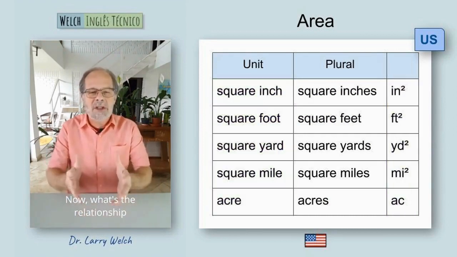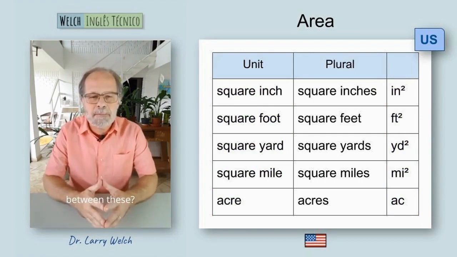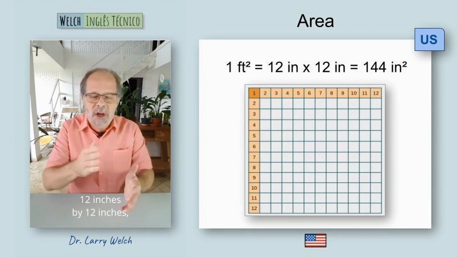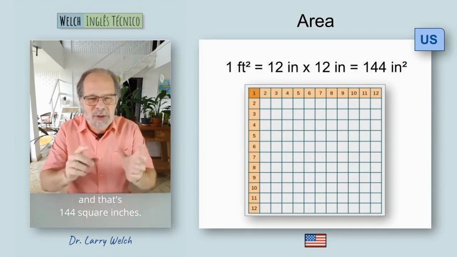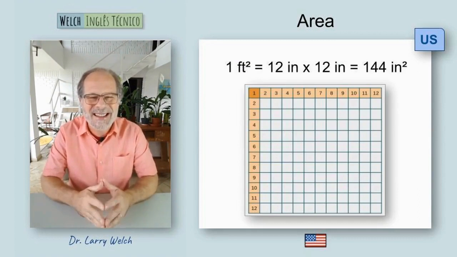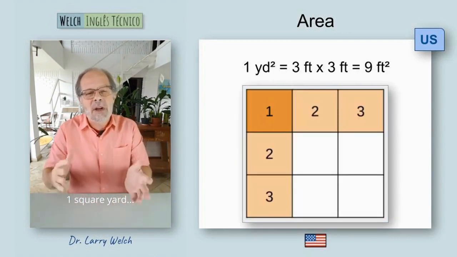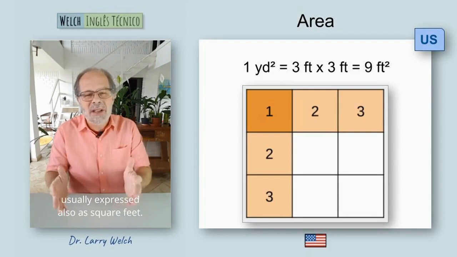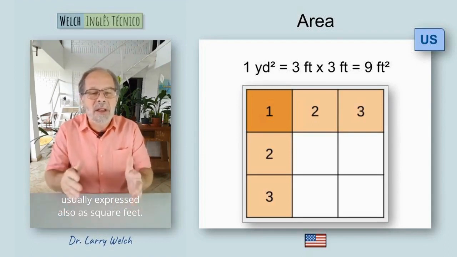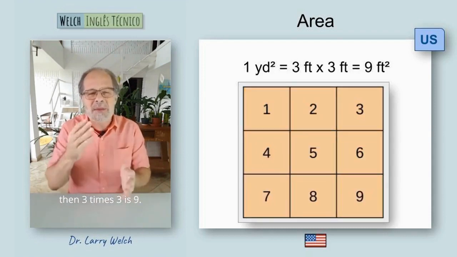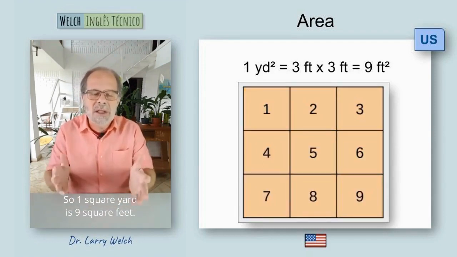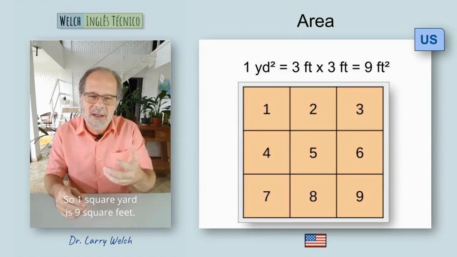Now, what's the relationship between these? Well, of course, 1 square foot is 12 inches by 12 inches, and that's 144 square inches. 1 square yard, usually expressed also as square feet, because 1 yard is 3 feet, then 3 times 3 is 9. So 1 square yard is 9 square feet.